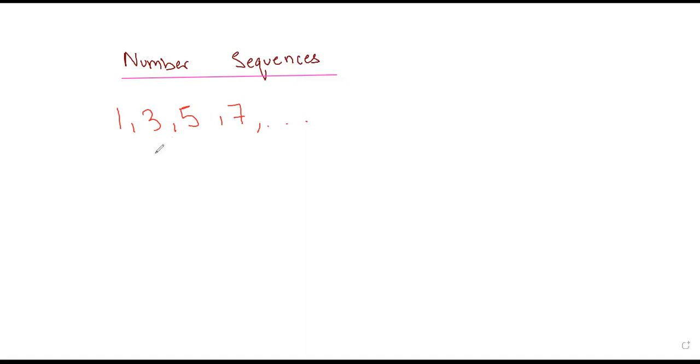So the first thing is we have to understand the sequence. We have 1, 3, 5, 7. It looks like either the pattern has odd numbers or we are adding 2 to the previous term, right? It could be either way. We are going from 1 to 3, we are adding 2. From 3 to 5, we're adding 2. From 5 to 7, again, we're adding 2, right? So is this example clear?